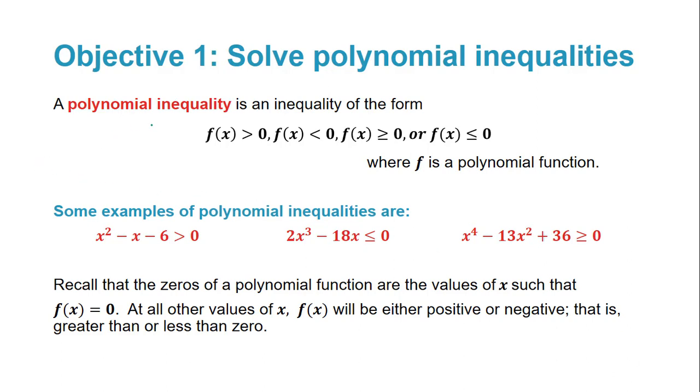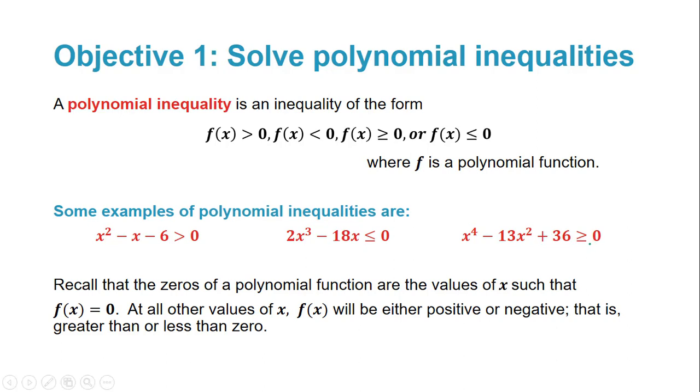So a polynomial inequality is an inequality of the form f of x is greater than 0, f of x is less than 0, f of x is greater than or equal to 0, or f of x is less than or equal to 0, where f is a polynomial function. Some examples of polynomial inequalities are x squared minus x minus 6 is greater than 0, 2x cubed minus 18x is less than or equal to 0, x to the 4 minus 13x squared plus 36 is greater than or equal to 0.